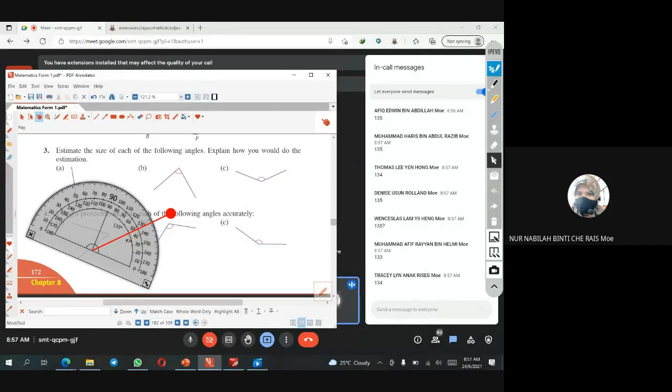Make sure you put the middle of your protractor at the vertex and then you arrange one of the lines on the 0 on your protractor. So what answer will you get? Okay, your friend got 1 through 8. Others? 52. 1 through 8. 1 to 8 also. Others?